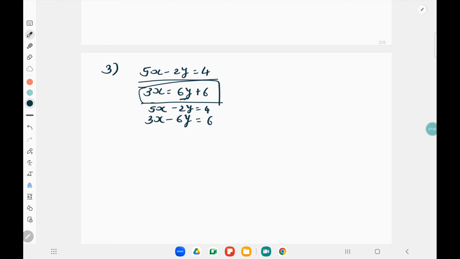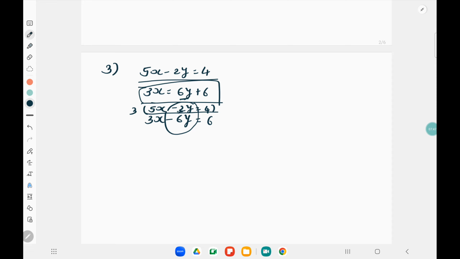Now if you see x or y, none has the same number for the variable. So what can we do? Here I choose the y. Why do I choose the y? Because 2 is a factor of 6. If I multiply 2 by one particular number, it gives me 6, right? 2 times 3 gives us 6. So we can turn 2y into 6y by multiplying by 3. But the simple rule is you have to multiply every single term of this equation by 3.